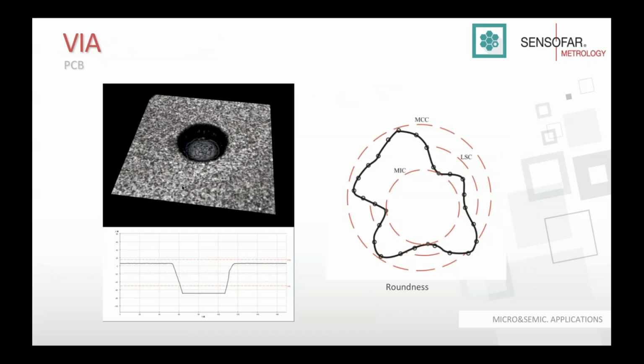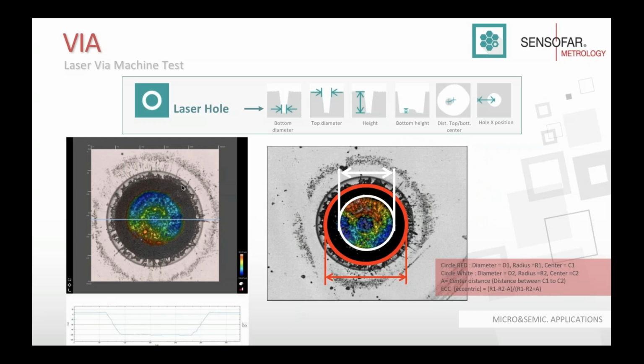Roundness of the via is also a critical dimension, where there are multiple ways that we can measure it, of course, in X and Y and Z, but also understand how the roundness propagates as it moves through the Z dimension. And we can see that with the laser holes, such as on the right side of the top part, where the top and bottom center are distributed, or where the actual X hole position would be.